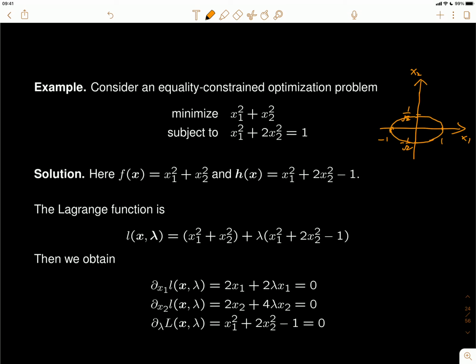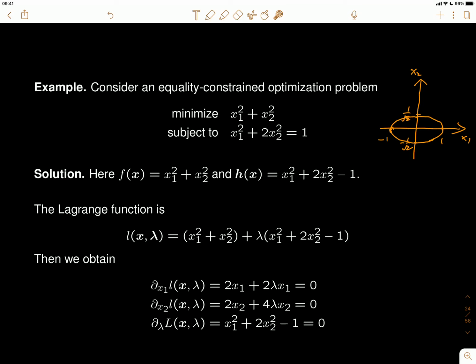So my point must be on this ellipse. At the same time, I want to minimize my x1 square plus x2 square, which is like the squared distance of the point to the origin. And that apparently is this point or this point. Okay, apparently that's the case here, because that's the closest point, the point closest to the origin. Right, so that's the geometric meaning.